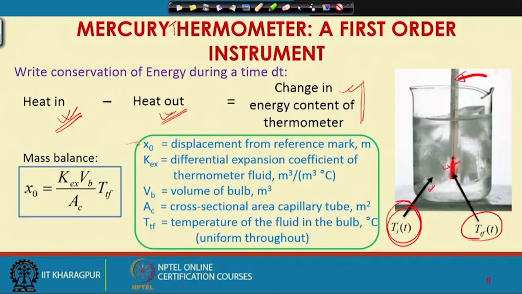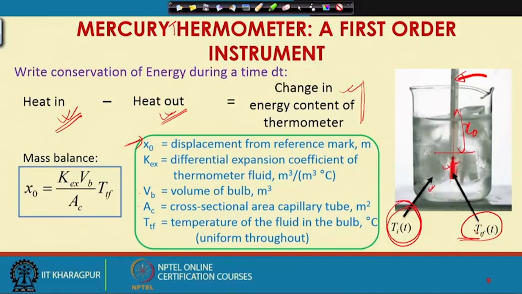Now, let us use these notations. x0 equal to displacement from the reference mark, let us say you have a reference mark 0 here, right. So, this becomes x0. K_ex is the differential expansion coefficient of the thermometer fluid, V_B is the volume of the bulb, A_c is the cross sectional area of the capillary tube, T_TF is the temperature of the fluid in the bulb. We discussed it previously, we consider it uniform throughout.